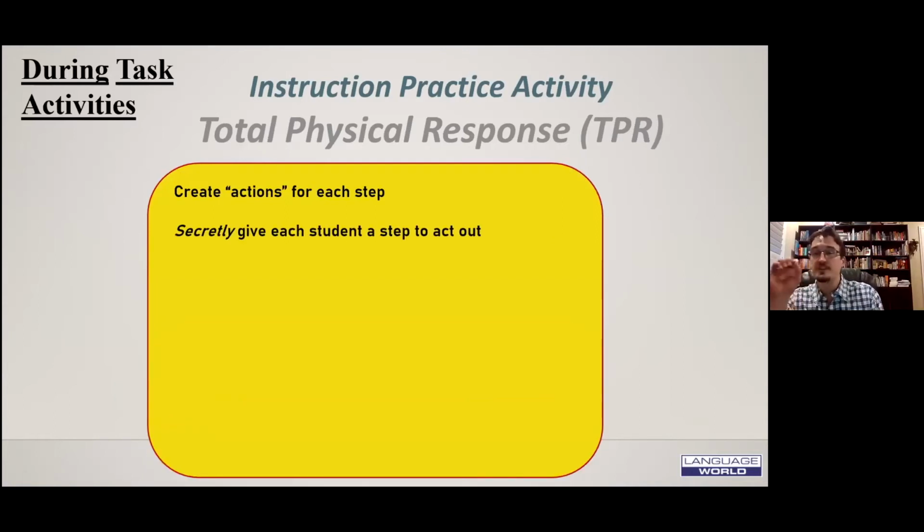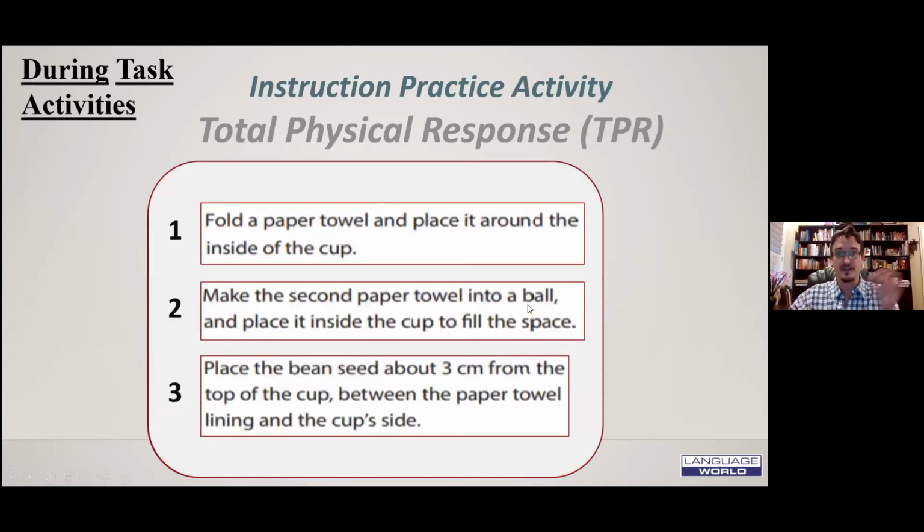focus on the verb. Focus on that verb phrase. So for instance, fold a paper towel. Number 2, make the second ball. That's not as easy. Or number 3, place the bean. That's very important, I think, when we teach kids, to show them the action and verb phrases.